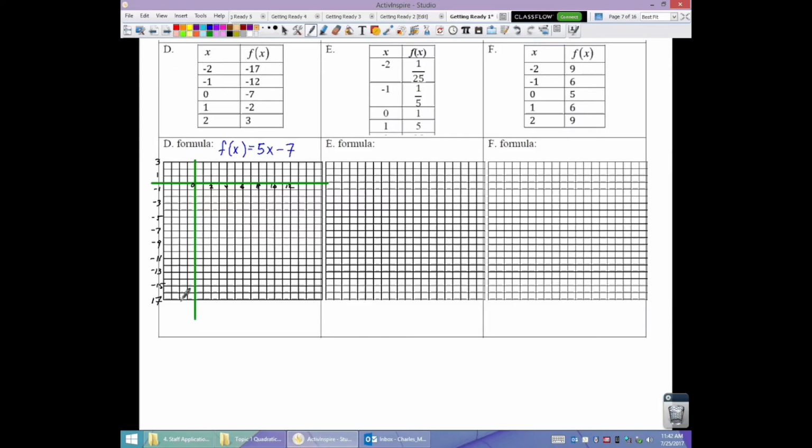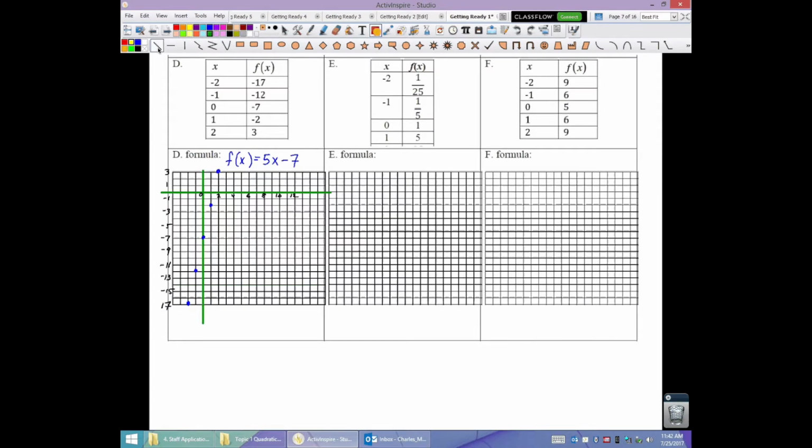So negative 2 was negative 17. Negative 1 is negative 12. 0, negative 7. 1, negative 2. And 2, positive 3. And just like we expected, hoped, and needed, we have a linear pattern there. This is a line. I can draw in a solid line to connect those, since this doesn't represent any certain scenario.